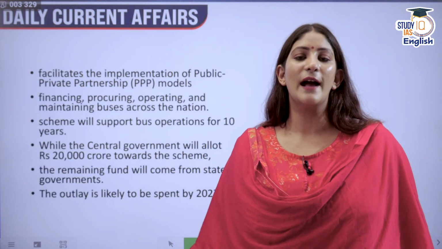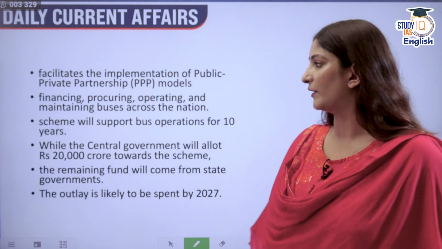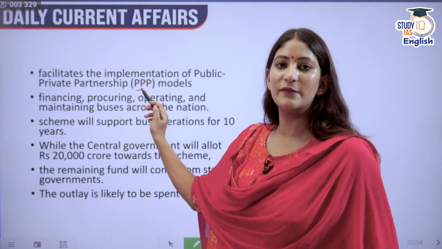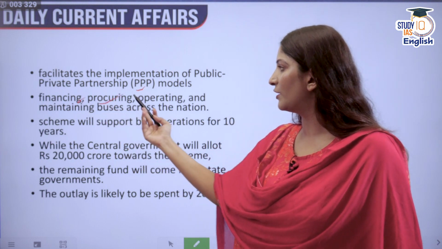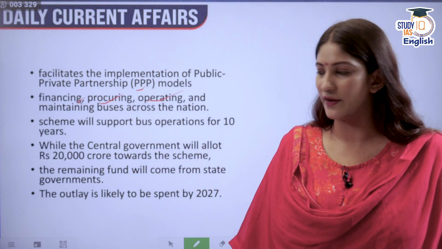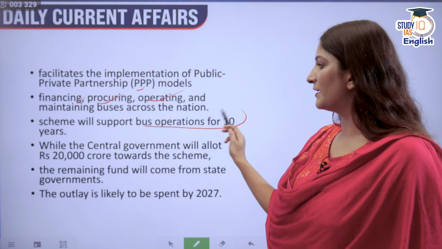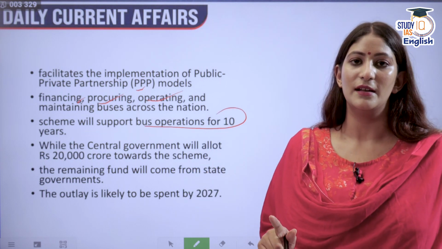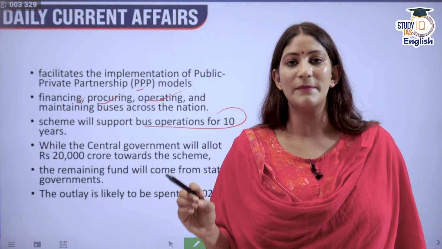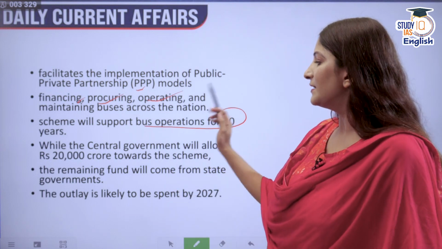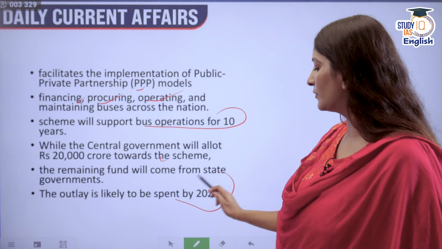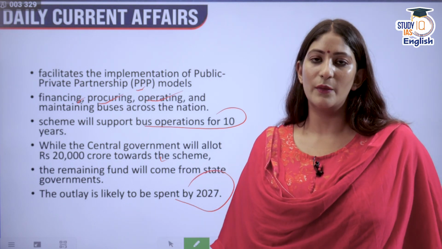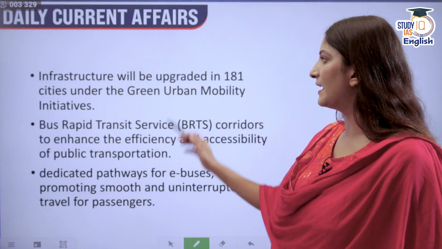So it will also have the facilitation of the public-private partnership. The private sector will eventually be participating not only in financing but procuring, operating and maintaining buses as well. The scheme will support bus operators for 10 years. Remember that. Because this is highly data based, we have to remember them. The central government will provide 20,000 crore, the remaining will be coming from the state government, and the outlay will be spent by 2027 itself.